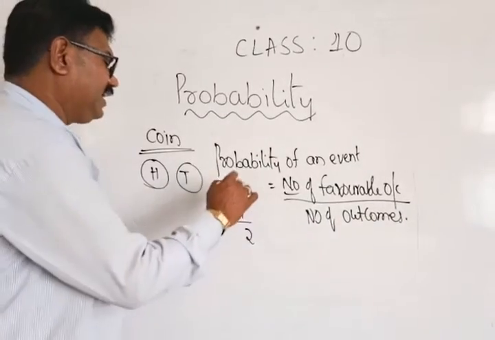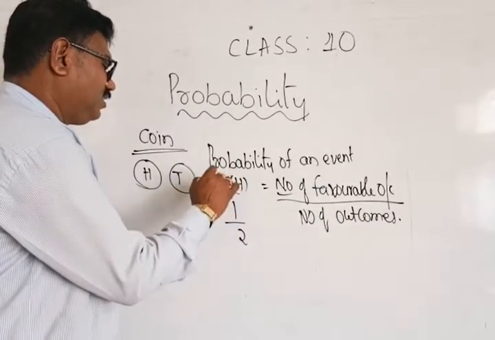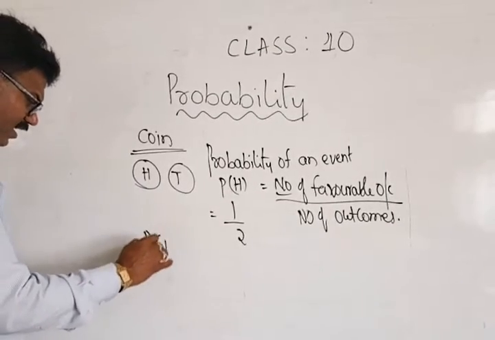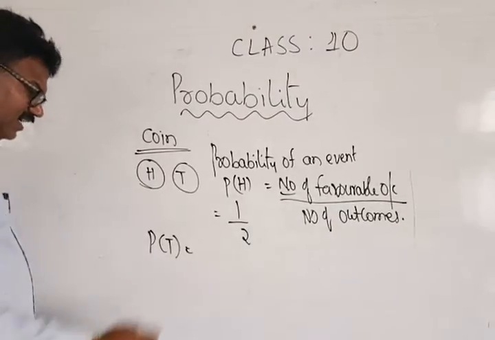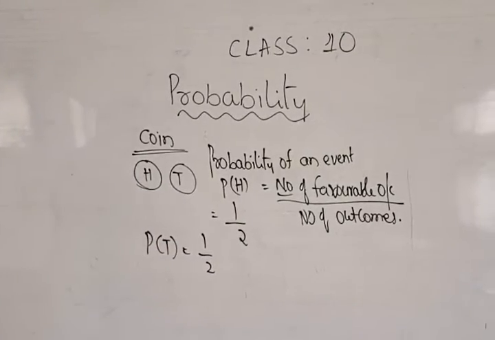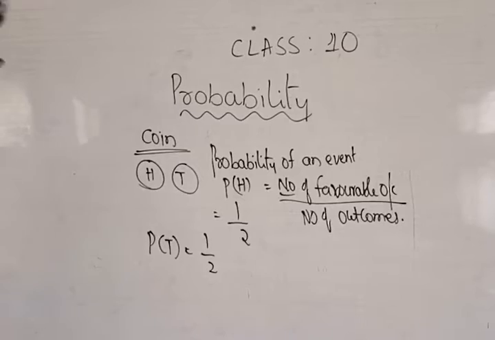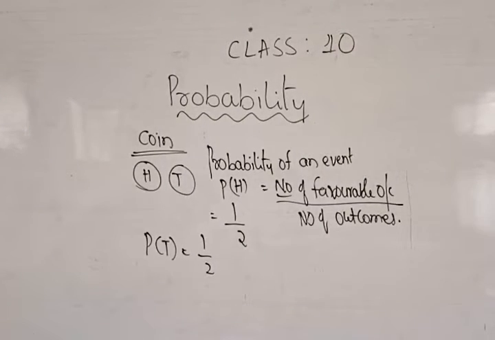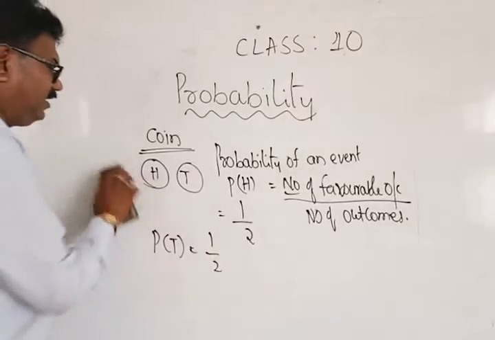Here we will take head as P of H. Otherwise, you can take P of T. Probability of a tail is also the same, 1 by 2 only. Okay? Yes. Now one more example I'll explain, then you'll understand.